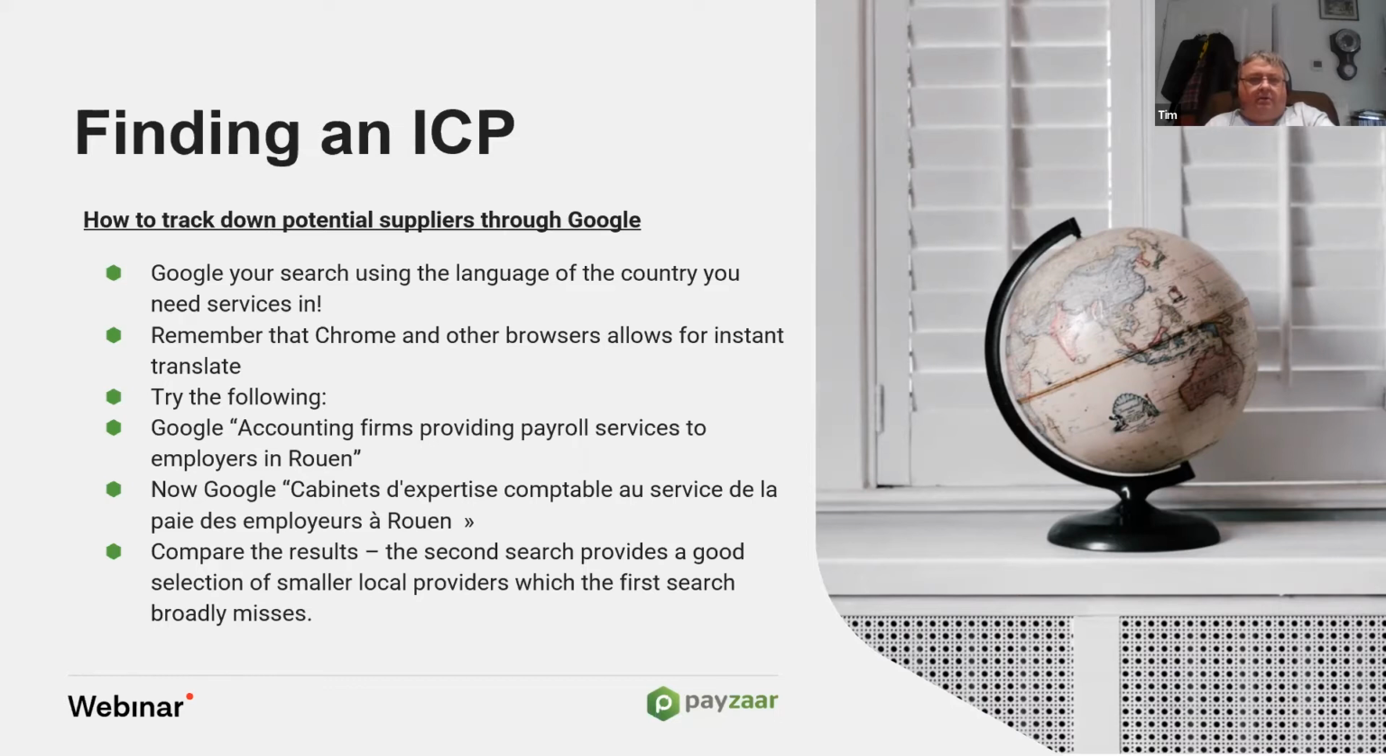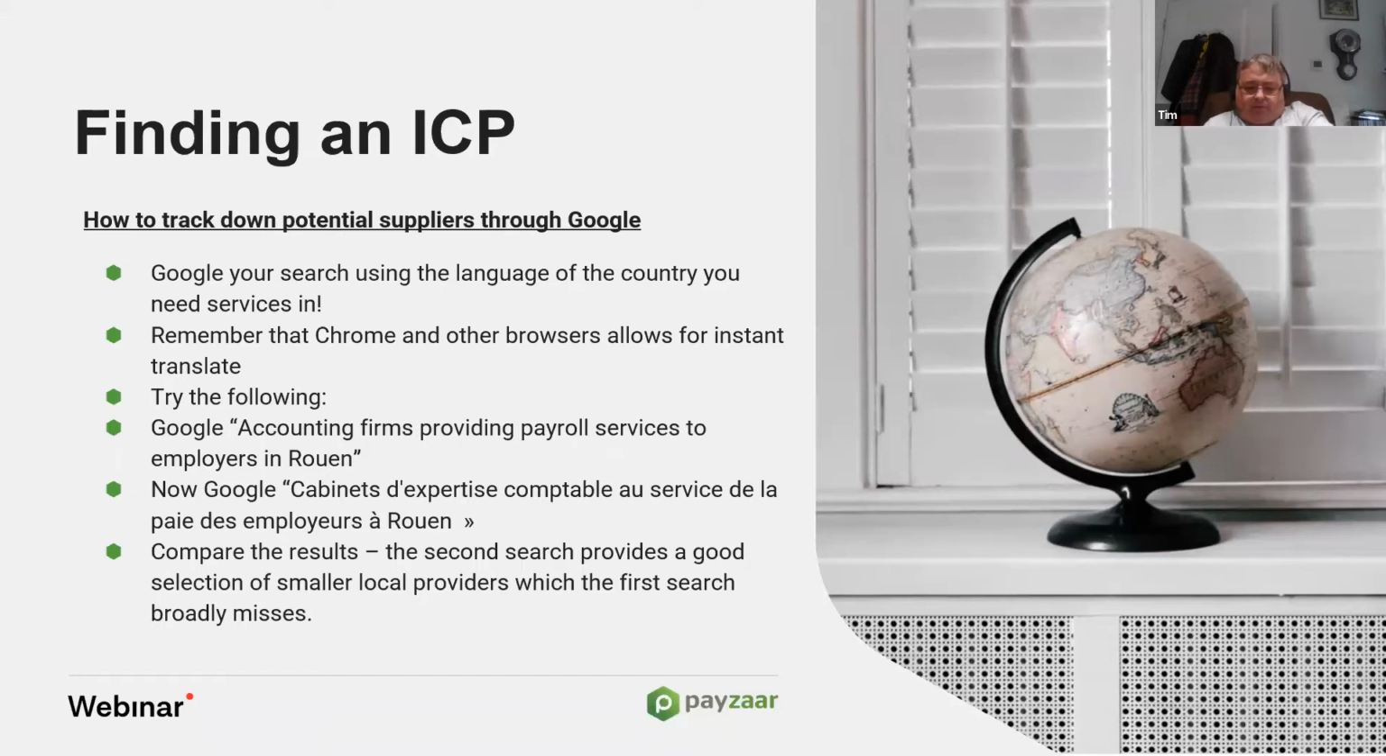Now, for those who may not have realized this, if you use Chrome as your browser, and other browsers do the same thing as well, you can set a setting on there that allows for instant translation. So when you do your Google search in another language, you can set the responses that come back to instantly translate into English should you need to do that. And I thought I'd set you this little exercise to try. So let's say, for example, we need to purchase a payroll service for a small employer in Normandy, employing perhaps 20 or 30 staff in the Norman capital, Rouen.